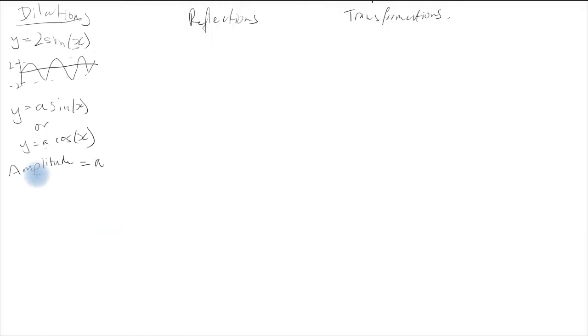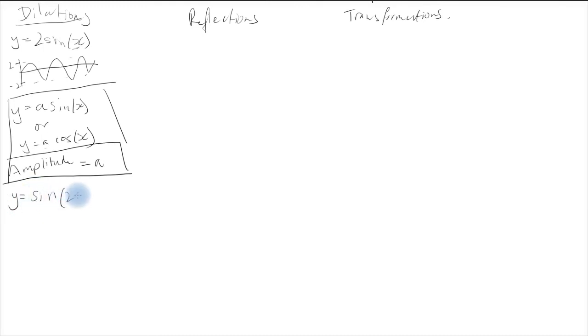Now there's a second type of dilation which will change the period. Okay, so let's do another example. Let's suppose we have y equals sine of 2x. Okay, so y equals sine of 2x. Now let me get some more space so we can think about this a bit more cleverly. Alright, so we've got y equals sine of 2x.